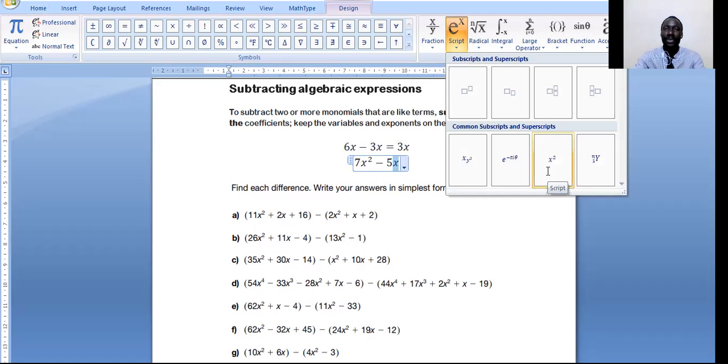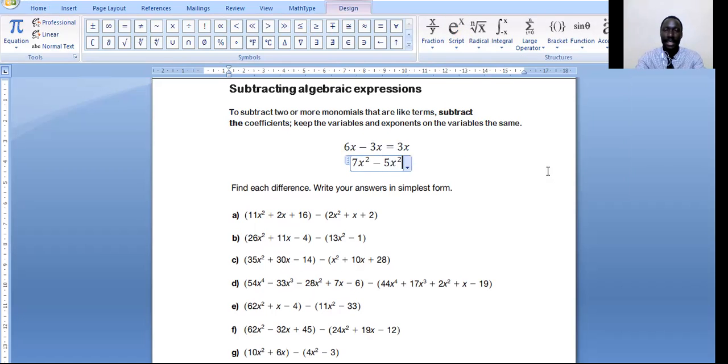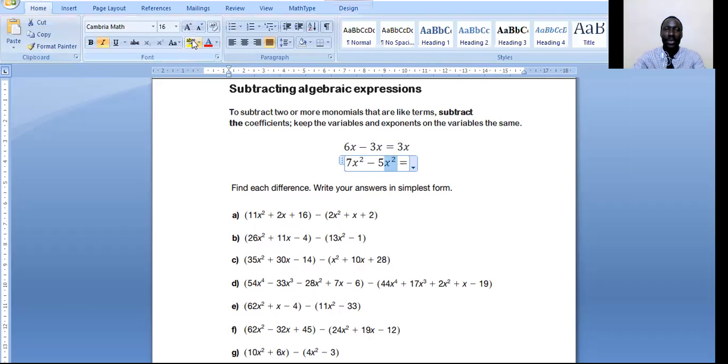Well, to simplify this, we don't disturb the variables and the exponents. Let me highlight it. You see that x squared and this x squared, we don't disturb them. The only thing that we disturb is the coefficients. So from 7, we subtract 5.